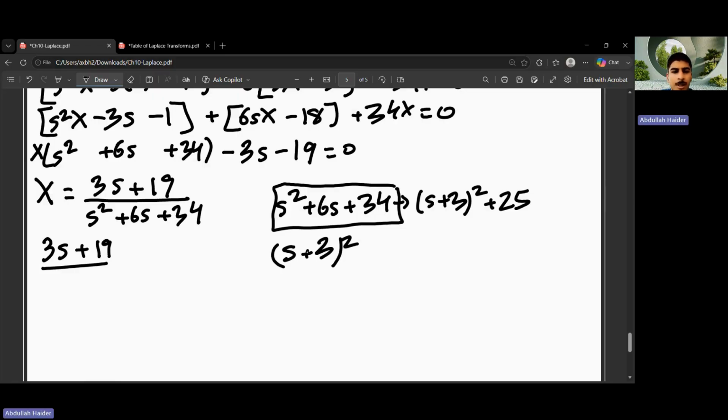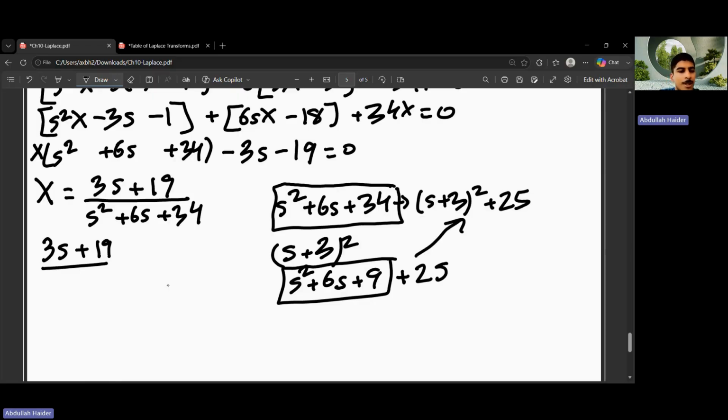squared. Basically, you do s plus the middle number over 2 inside the bracket and square it. So in this case, you get s squared plus 6s plus 9. You compare s squared plus 6s plus 34 and s squared plus 6s plus 9. The thing missing is 25. So this is how you can complete the square.